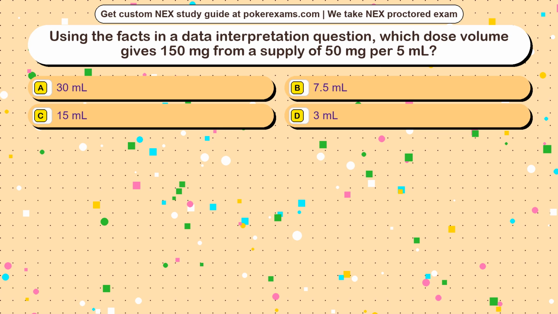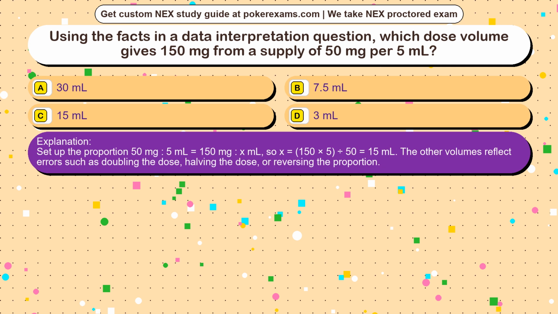The correct answer is option. Set up the proportion 50 mg over 5 ml equals 150 mg over x ml, so x equals 150 times 5, divided by 50, equals 15 ml. The other volumes reflect errors such as doubling the dose, halving the dose, or reversing the proportion.